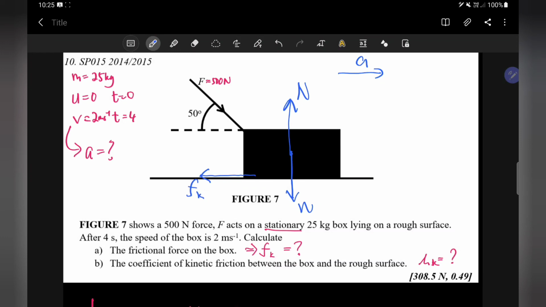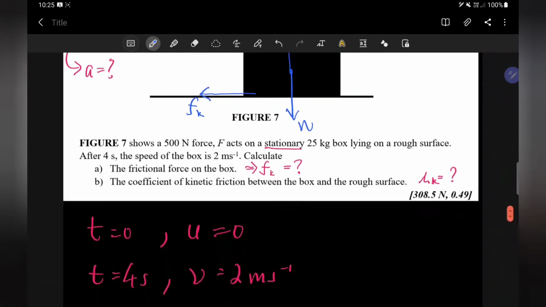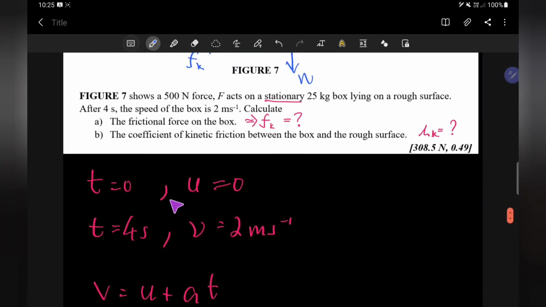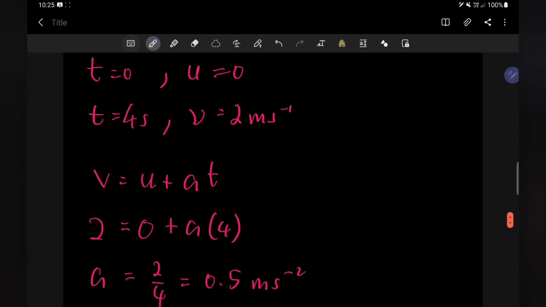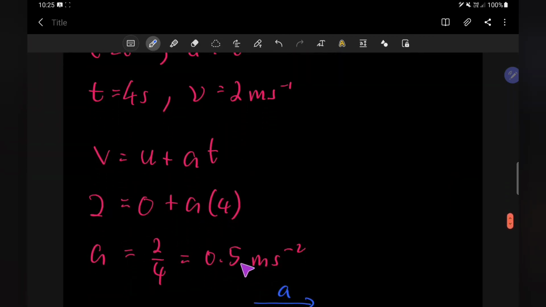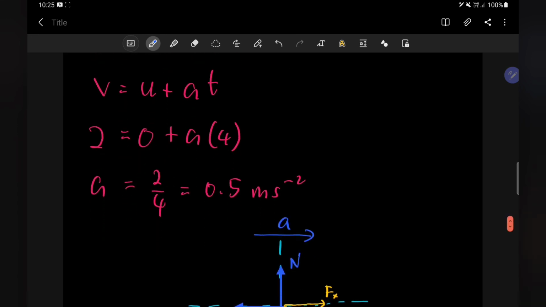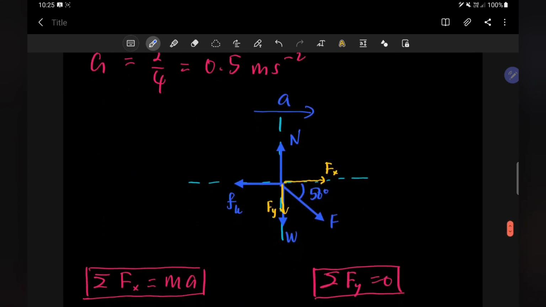Okay. Alright, so how to answer this question? First, we take out the info. At t = 0, u is 0, initial speed 0. At 4 seconds, the speed is 2 meters per second. Using v = u + at, we may calculate the acceleration. v given is 2, u is 0. Then at 4 seconds, the acceleration is 0.5 meters per second squared. So, and then we just draw a free body diagram.